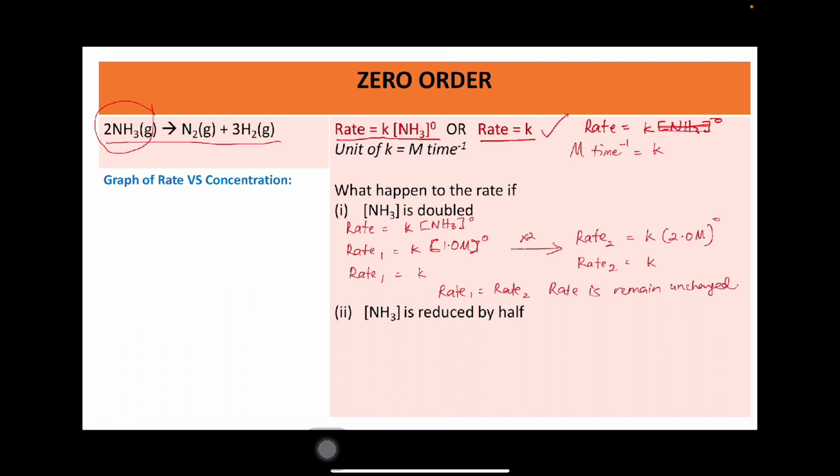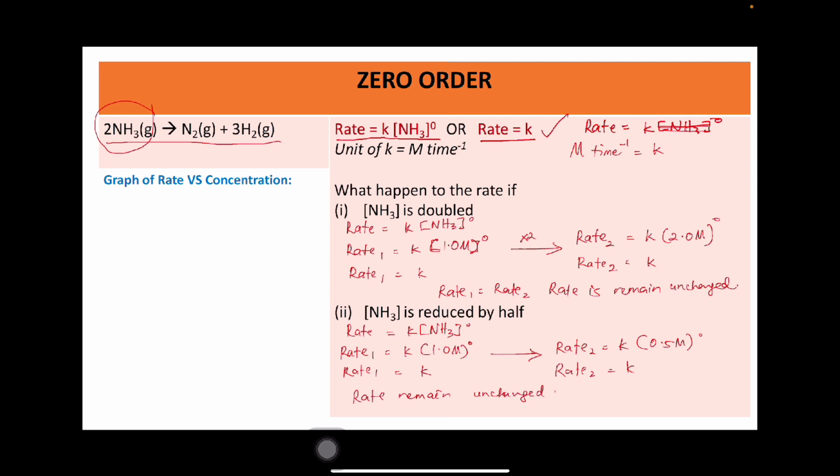So for zero order, what happens to the rate if the concentration of ammonia is reduced by half? Once again we write the rate law. Rate is equals to k concentration of ammonia to the power of 0. So rate 1 is equals to k. Let's say the concentration of ammonia is 1 molar to the power of 0. So rate 1 is equals to k. What happens if the concentration of ammonia is reduced by half? So rate 2, the new rate, is equals to k. Reduced by half, 1 molar becomes 0.5 molar to the power of 0. Meaning that rate 2 is also equals to k. So the answer is the rate remains unchanged.